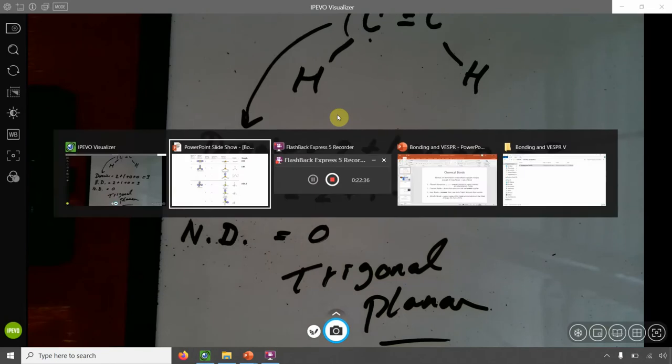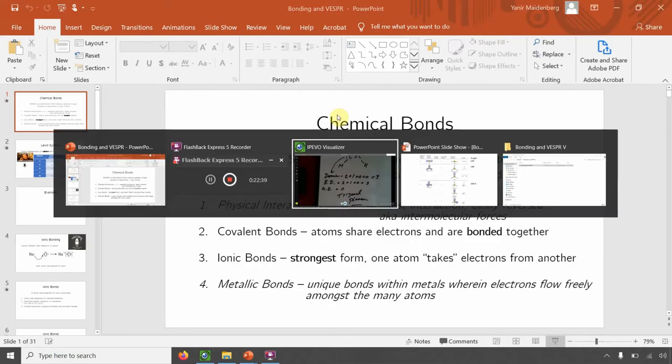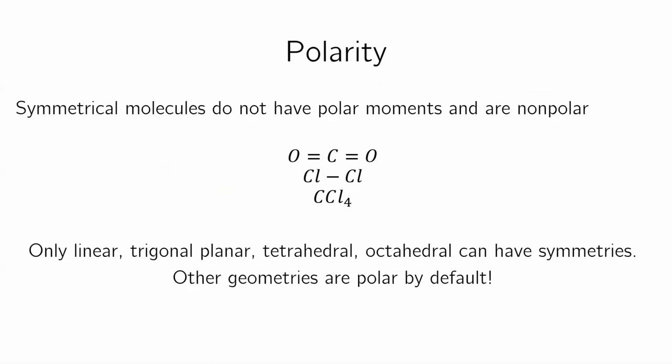All right, now let's do the last bit of it here. And that's polarity. Symmetrical molecules do not have polar moments and are known as non-polar. So I know that CO2 is linear from all the examples we've seen. Whenever you have a binary molecule that's the same, A2, B2, C2, whatever, these things are always going to be non-polar. They're going to cancel each other's weights out, okay? So only linear, trigonal planar, tetrahedral, and octahedral can have symmetries. The other geometries are polar by default.